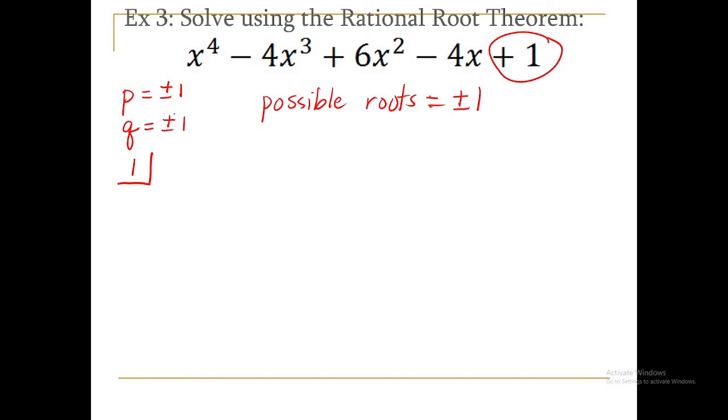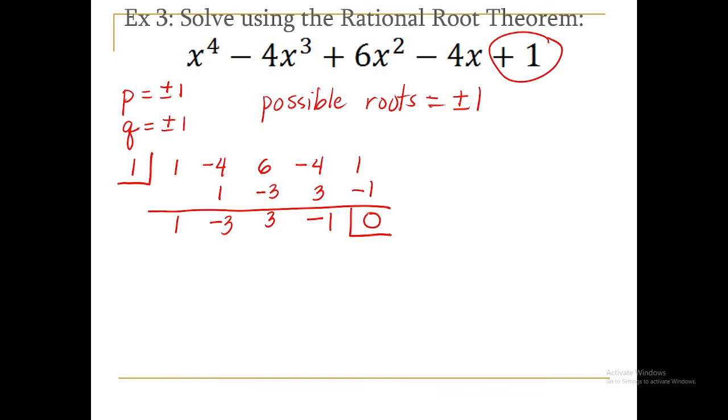Okay, let's continue. What are the coefficients now? 1, negative 1, negative 4, positive 6, negative 4, and 1. Okay. Let's do synthetic. Bring down 1. Multiply. Combine. Multiply. Combine. Multiply. Combine. Multiply. And we were able to get a 0. I am just going fast with the synthetic. Anyway, you already know the concept of synthetic. Now, what are you going to do next?